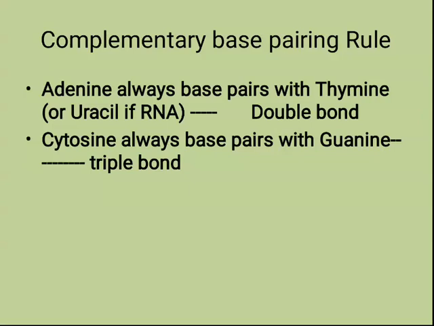It means if on one strand, let's say the sequence is A, T, A, T, A, then on the other strand, the sequence will be T, A, T, A, T respectively. Adenine will combine with thymine only and cytosine will combine with guanine only.